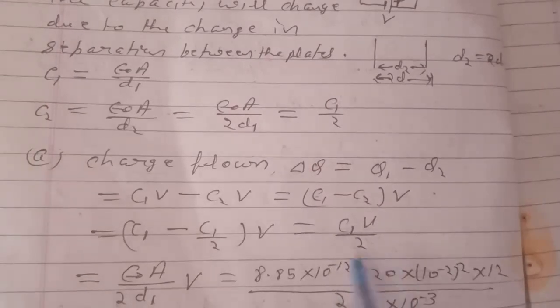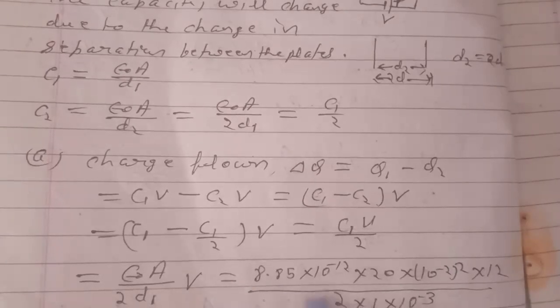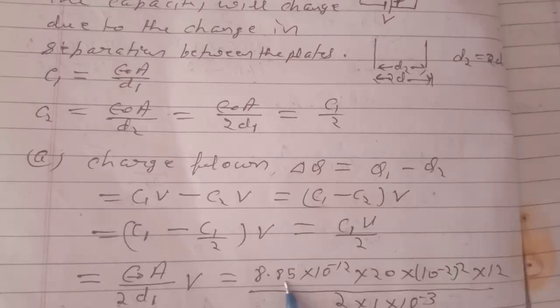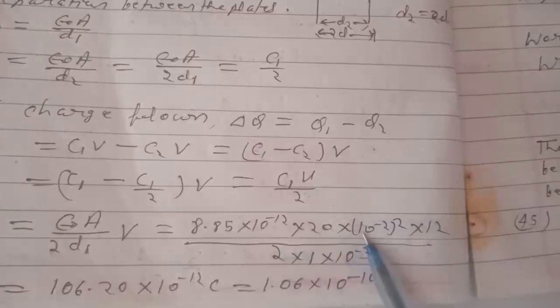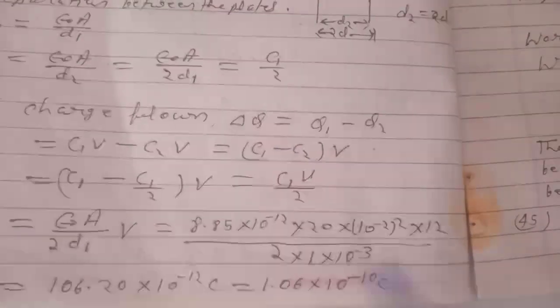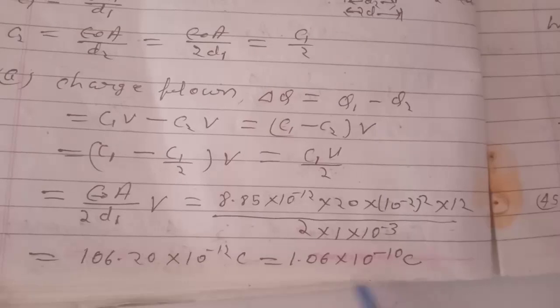Now C1 is epsilon naught A by D1, so delta Q is 1 by 2 into epsilon naught A by D1 into V. Using all values, epsilon naught is 8.85 into 10 to the power minus 12, and the area is 20 into 10 to the power minus 2 whole square, into 12 by 2 into 1 into 10 to the power minus 3. Solving, we get 1.06 into 10 to the power minus 10 coulomb.